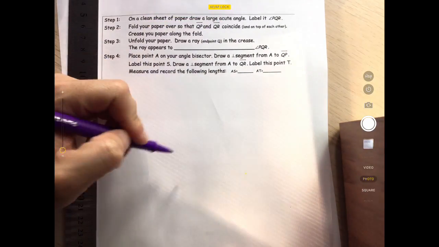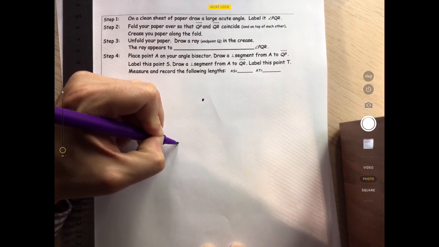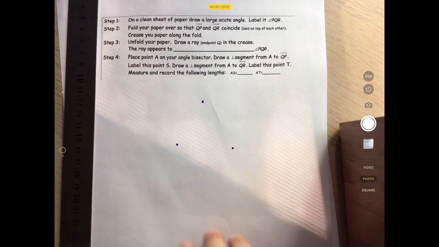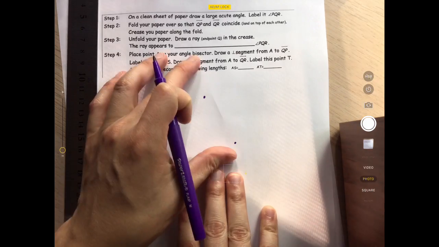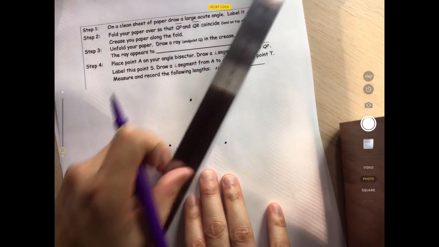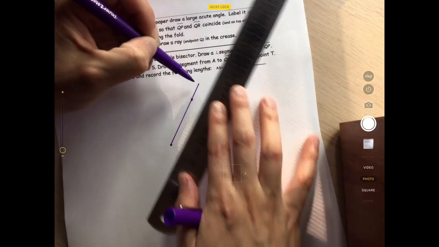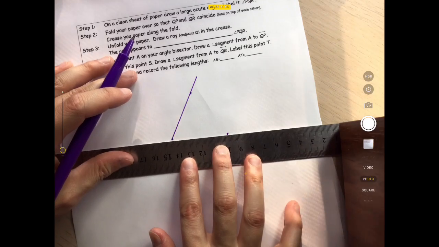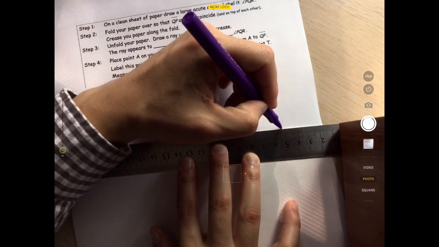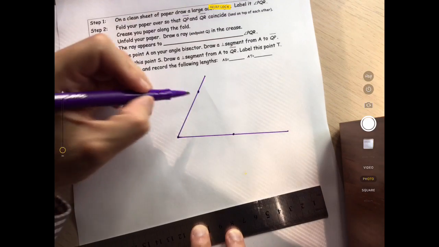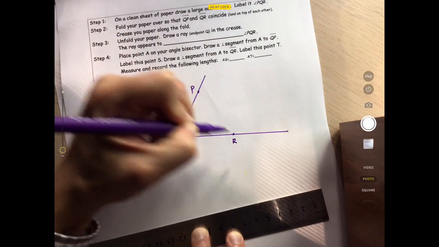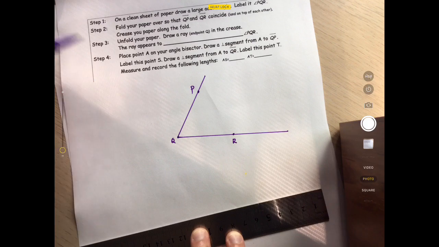Okay. So first they're asking us to draw a large acute angle, something that's big enough so that we can draw some extra stuff into it. And we're going to label it PQR. So I'm going to put down my 3 points, P, Q, R. Okay, it's still acute if I drew it, but it's nice and wide so I can add something in the middle. Alright, I'm going to create my angle by extending these two lines out. And I'm going to label it PQR, making sure that Q is the vertex of our angle.